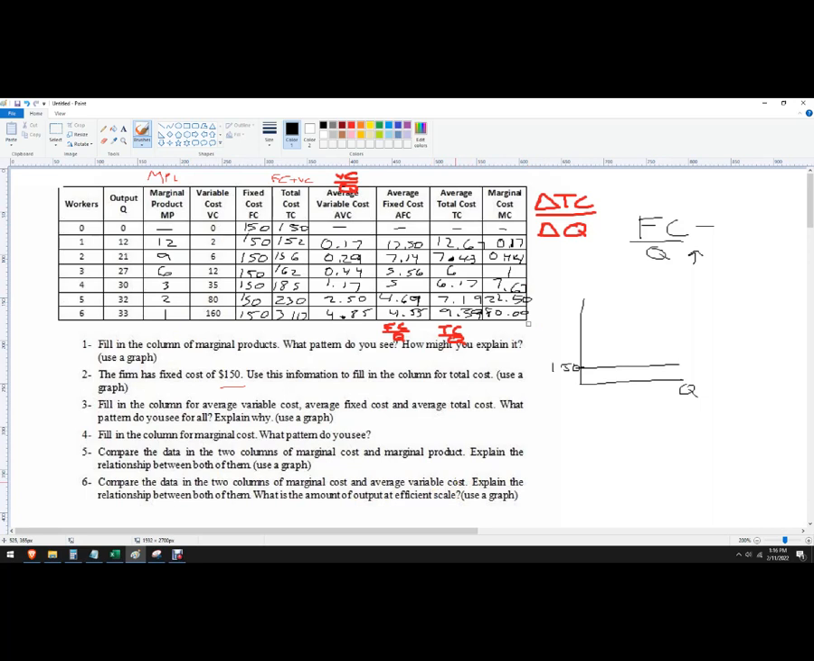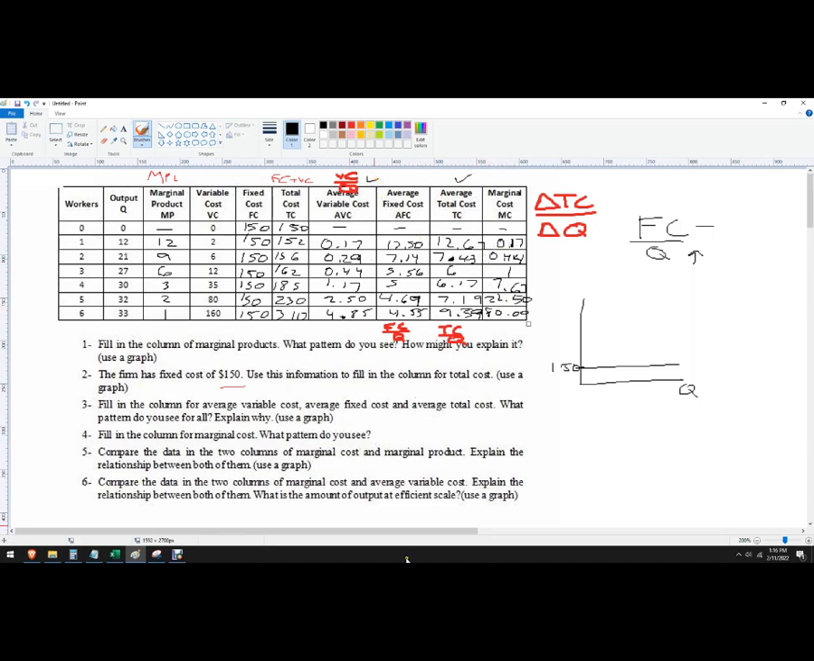Let's see, we have another question. Explain the relationship between both of them, marginal cost and average variable cost. So they start off the same, and then marginal cost is higher, so this pulls up the average. When marginal cost is higher than either the average total cost or average variable cost, it pulls up the average. So that's what you're seeing here.